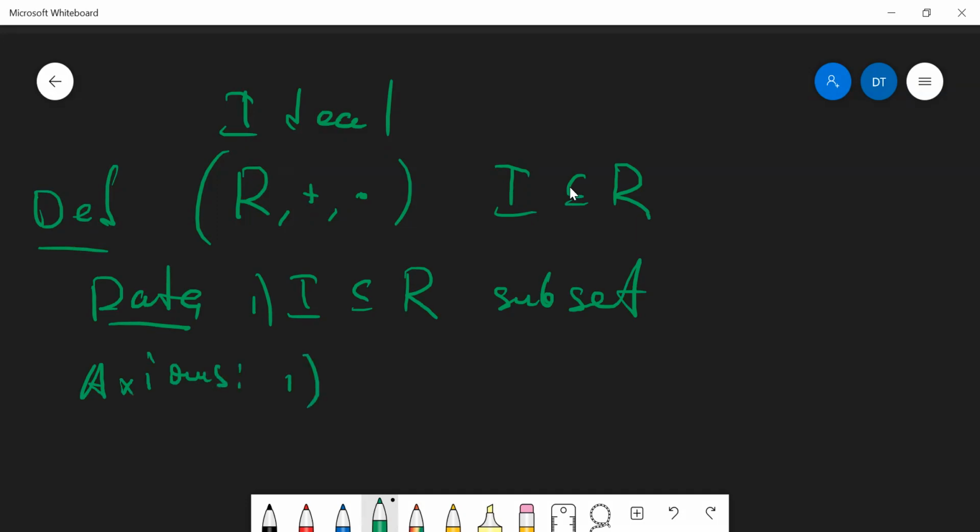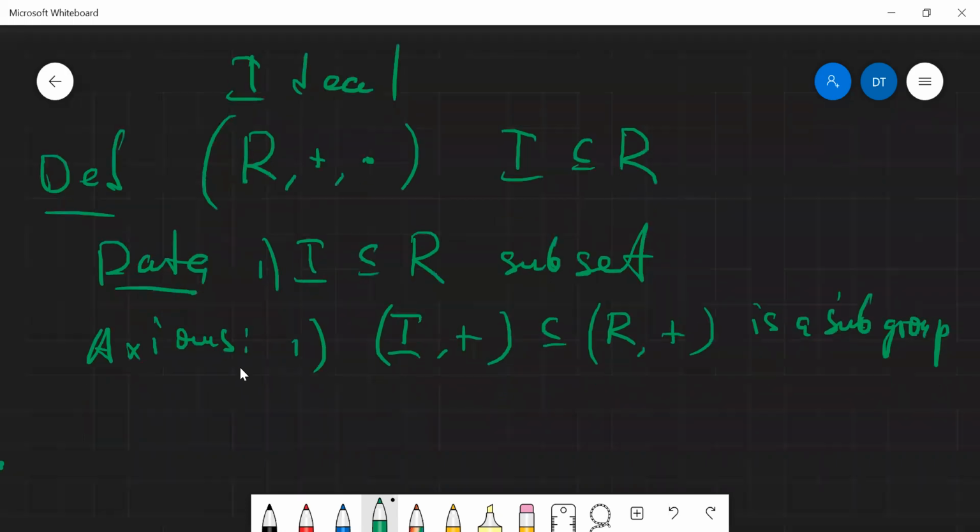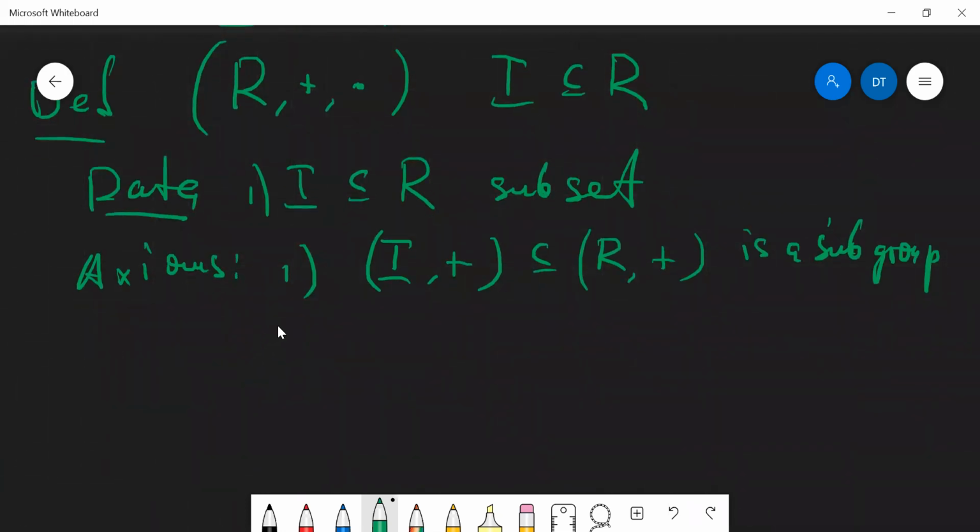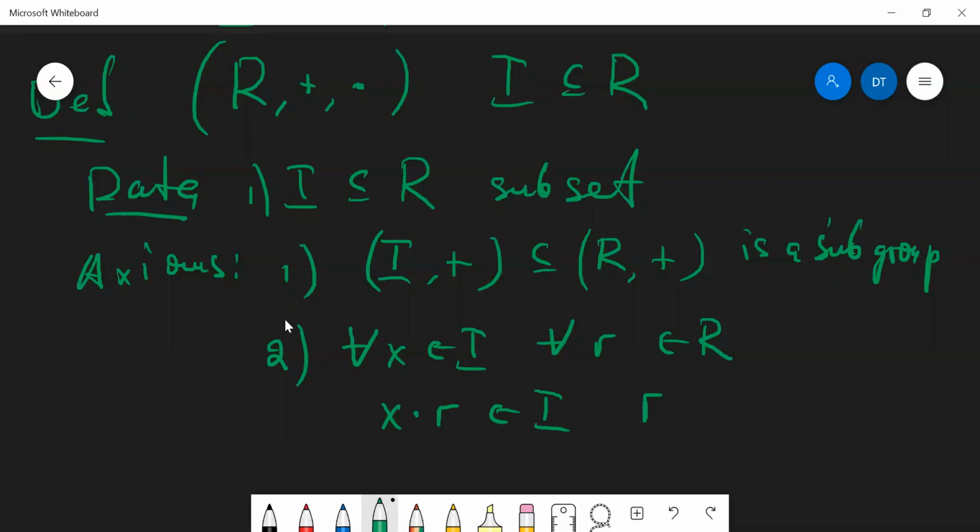Axiom number 1: if we consider this subset with addition, it must be a subgroup in R with addition. This reminds us of the definition of a subring, but the difference is the second property. For every element X from the ideal, and for every element R of the ring, we have X times R belongs to the ideal, and R times X belongs to the ideal.